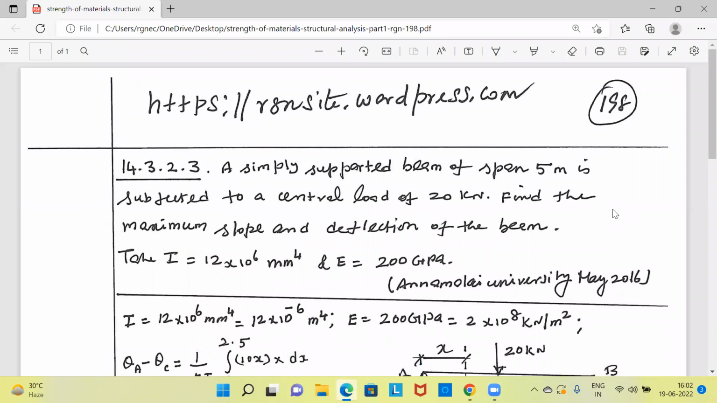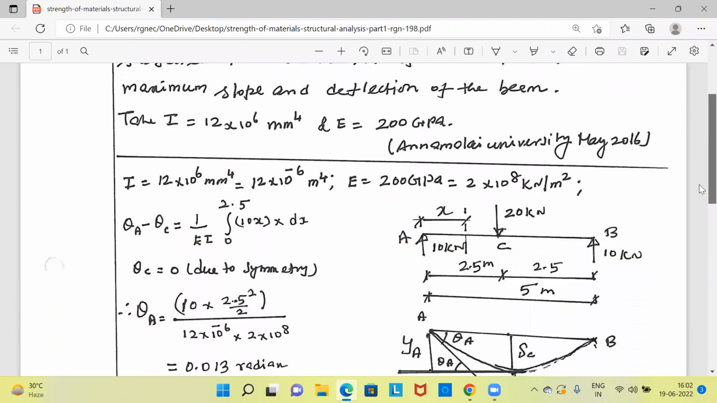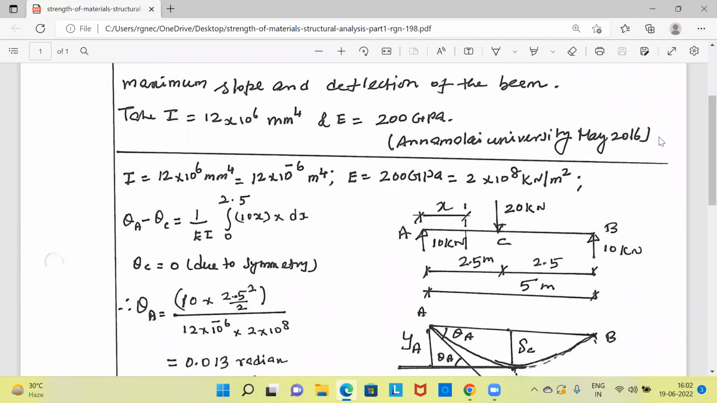Hello everyone. Now we will see one university question and answer on calculation of slope and deflection. This university question is from May 2016 for Annamalai University. It is a simply supported beam of span 5 meters loaded with one load of 20 kilonewton at center.